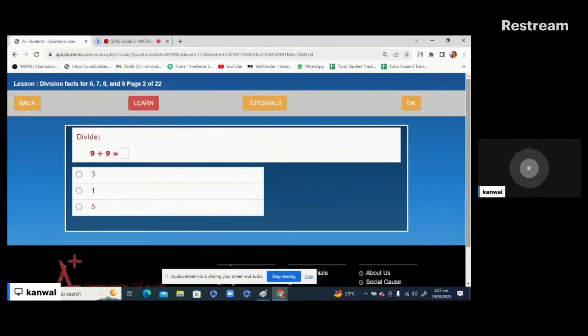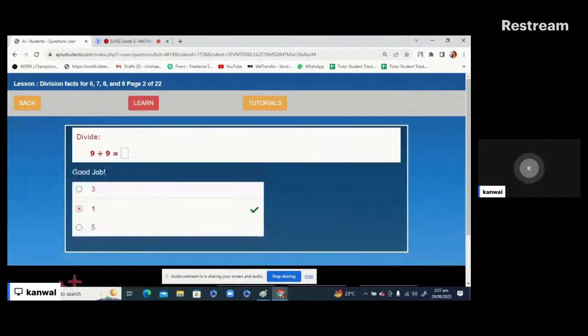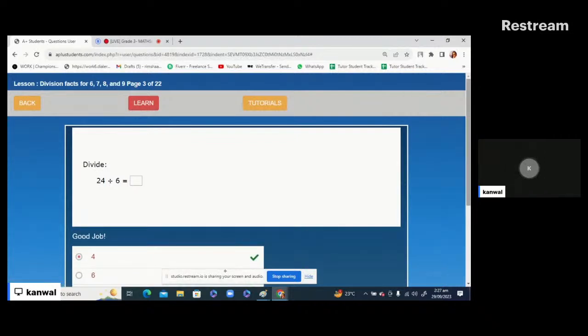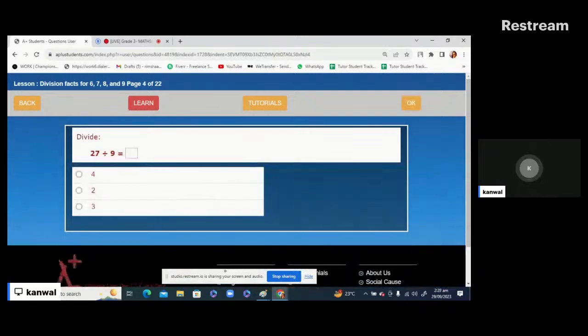9 divided by 9. This is again the same. Just simply divide 9 over 9. Then you get the answer 1. If the same numbers are in the division, the answer will always be 1. 26 divided by 6. We already solved this question. So 6 times, so the answer is 4. Okay, let's do that one.